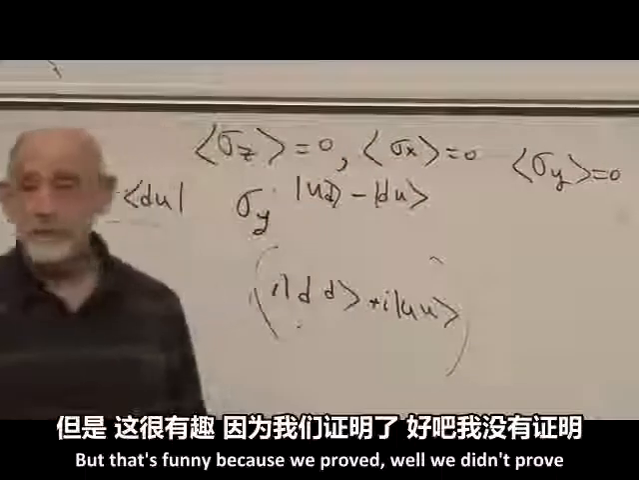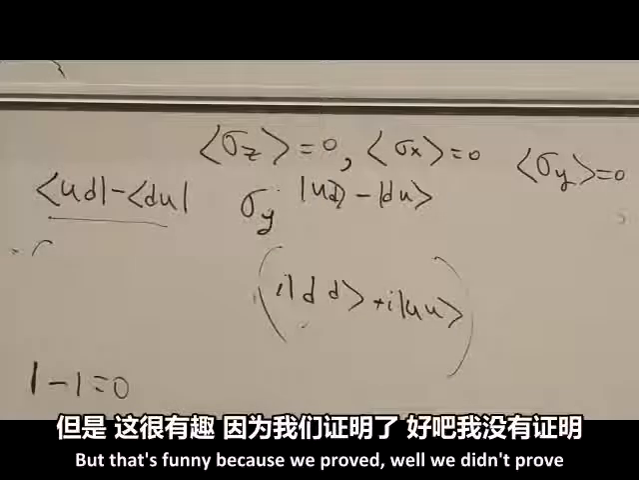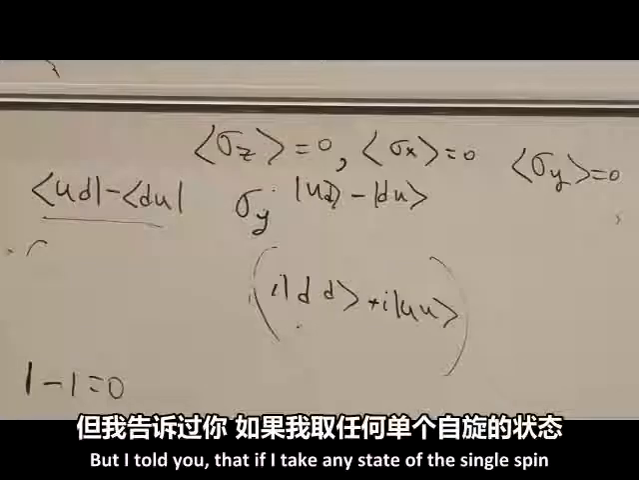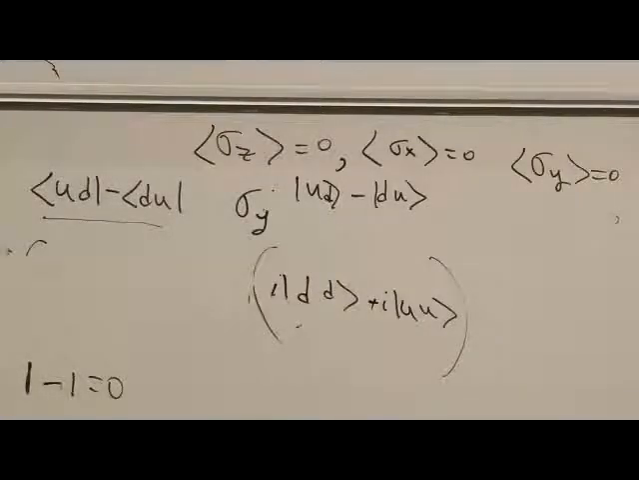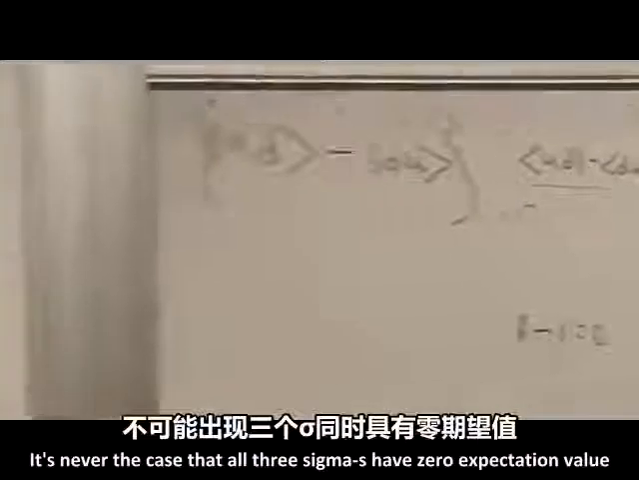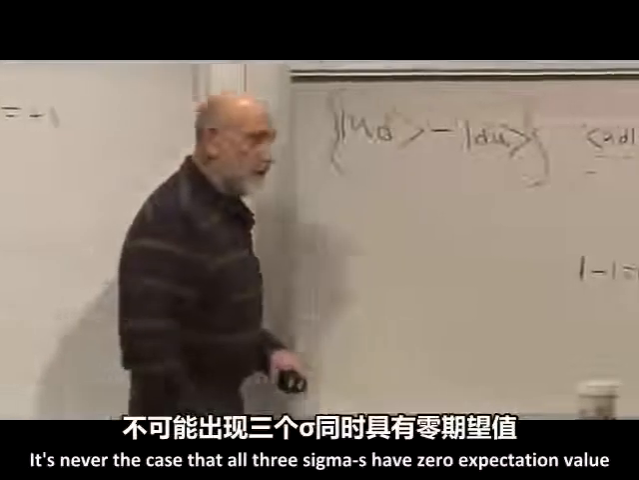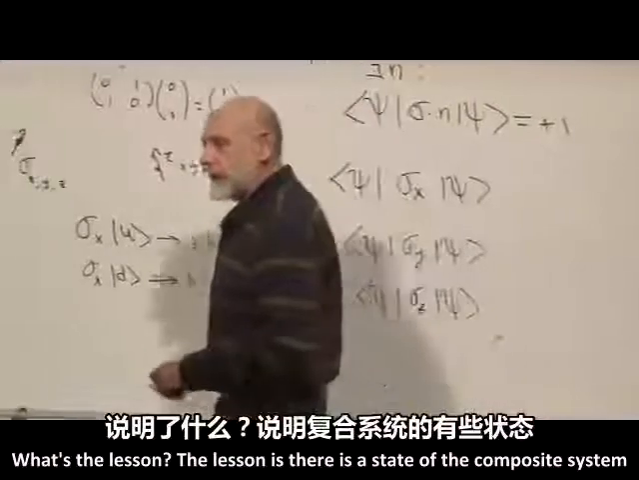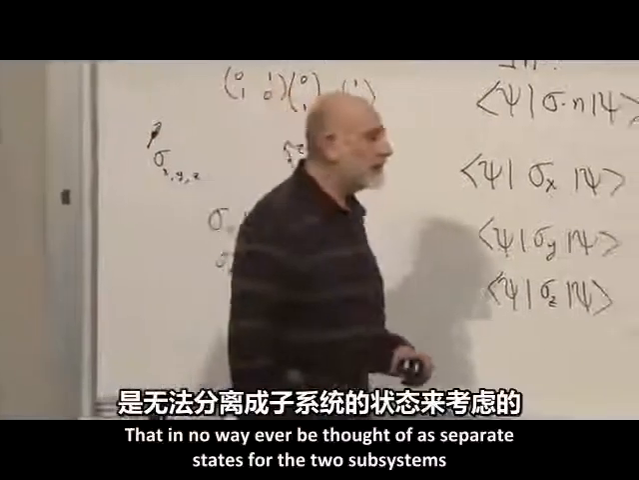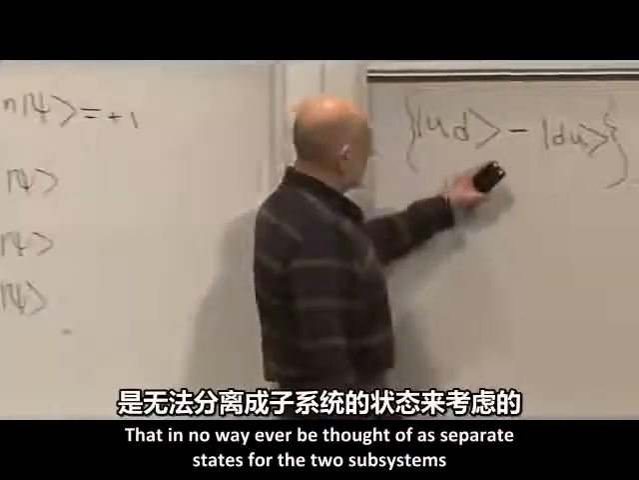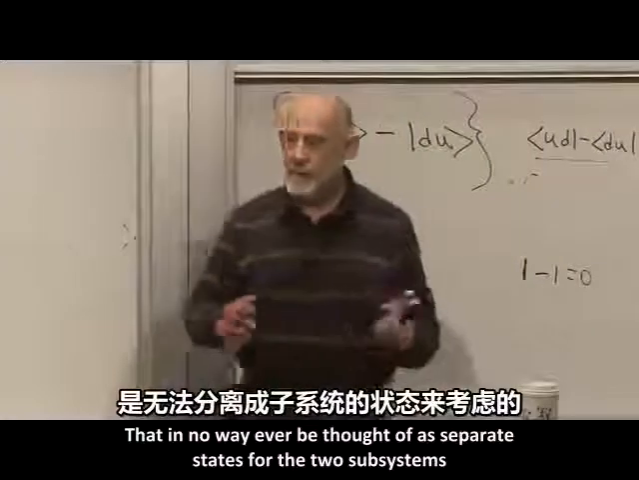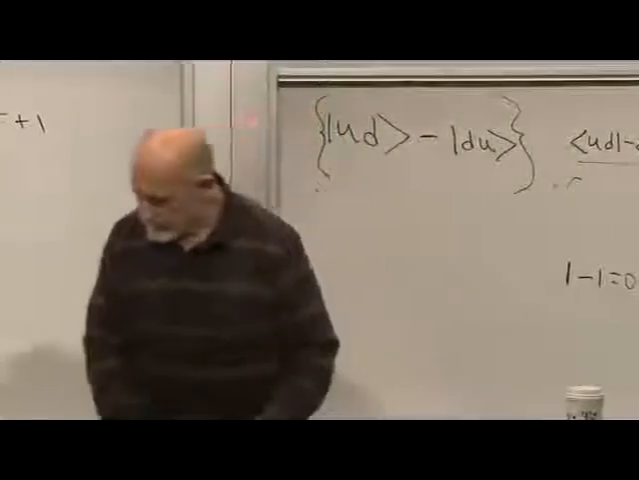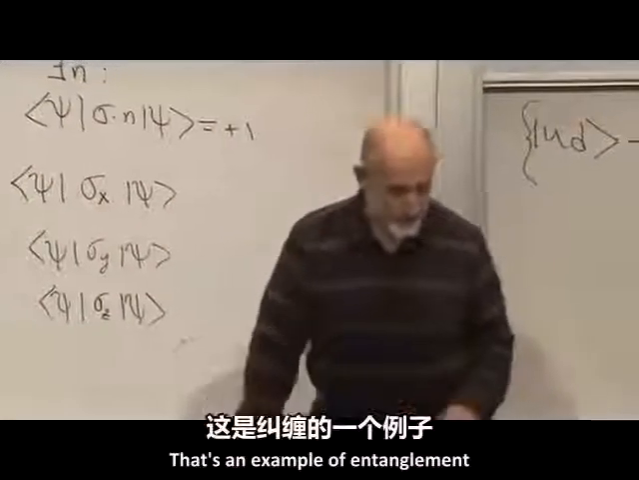But that's funny, because we proved, well, we didn't prove, but I told you that if I take any state of a single spin, it is never the case that all 3 sigmas have 0 expectation value. What's the lesson? The lesson is that there are states of the composite system that can in no way ever be thought of as separate states for the two subsystems. That's what entanglement is. That's an example of entanglement.